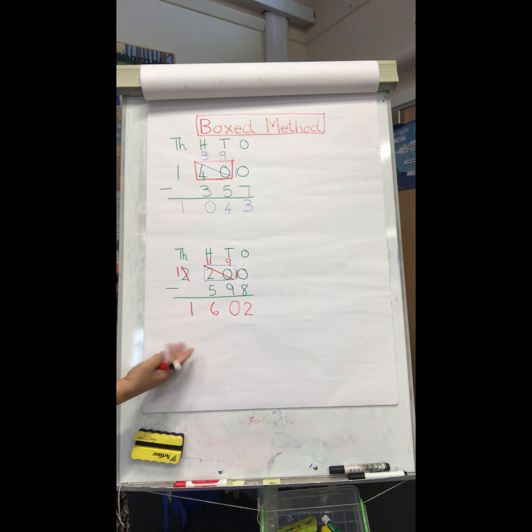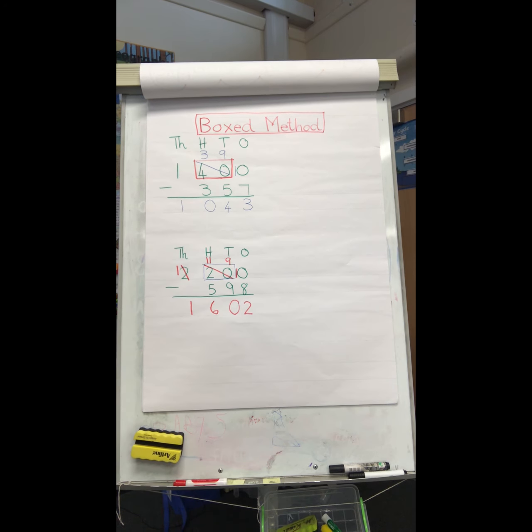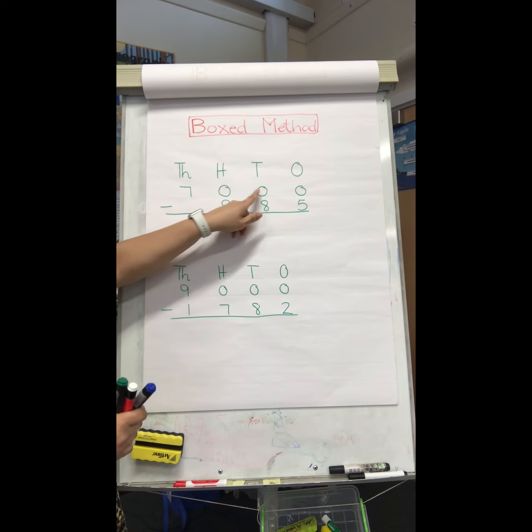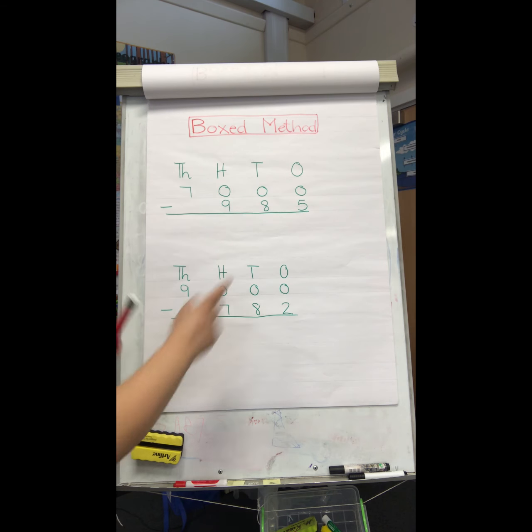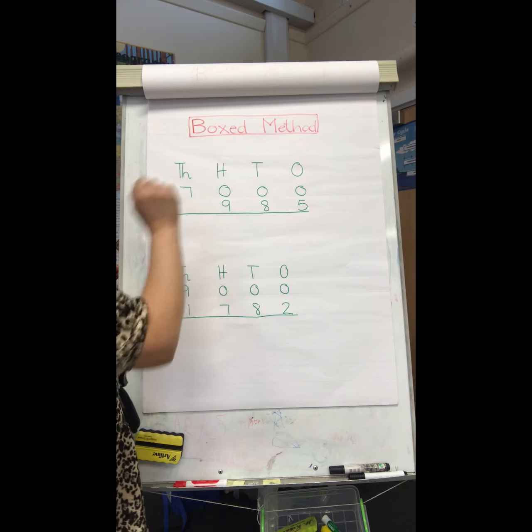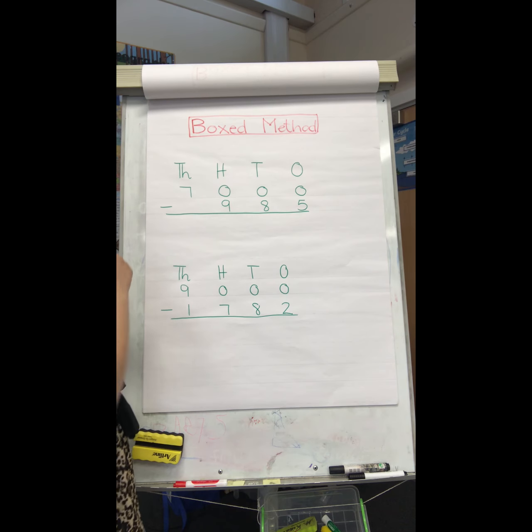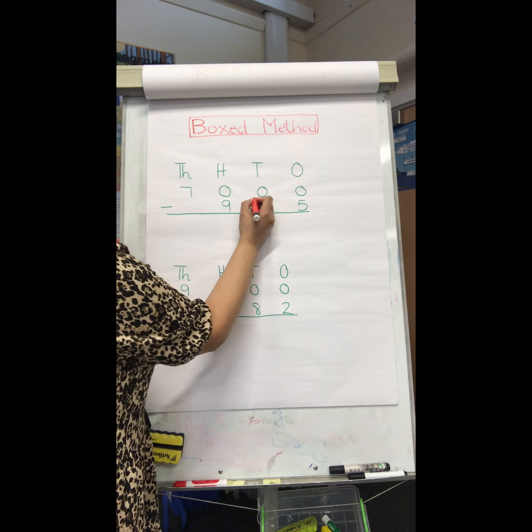So did you get to the same answer? 1602. Well done if you got that correct. This time we have 3 zeros. Let's see if the same method applies. 0 take away 5. We know now we cannot do that. So we're going to borrow next door.